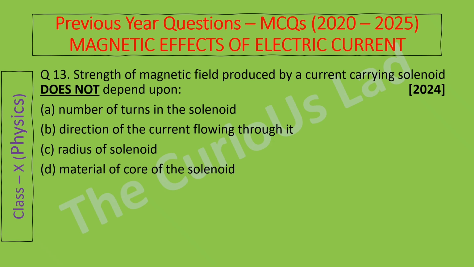Next, 13th question. The strength of magnetic field produced by a current carrying solenoid does not depend upon option A, number of turns in the solenoid, option B, direction of the current flowing through it, option C, radius of solenoid, or option D, material of core of the solenoid.